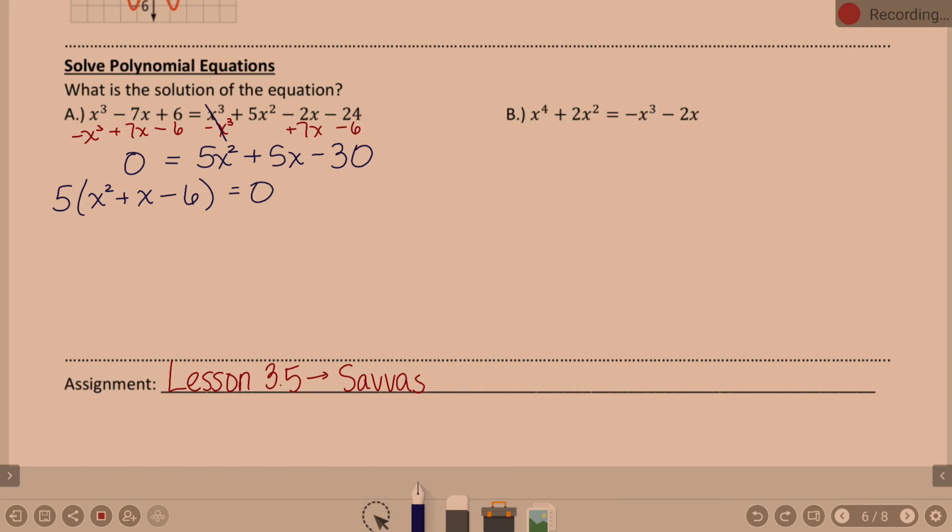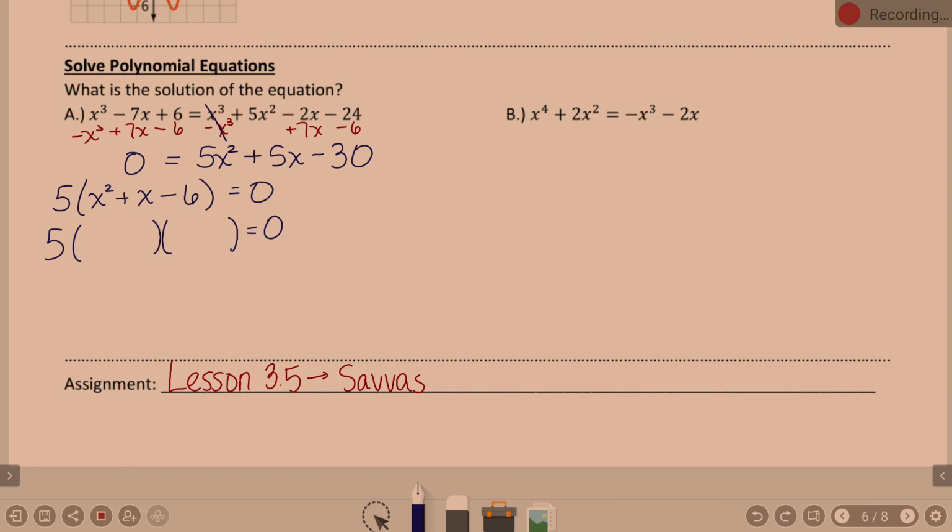Now what? Factor? Does that piece in the parentheses look familiar, like something we've done a lot of? Yeah. X squared plus x minus 6 looks like it should factor into 2 parentheses. So I'm going to put my 5 out front, and then I'm set up to do 2 parentheses, yes.